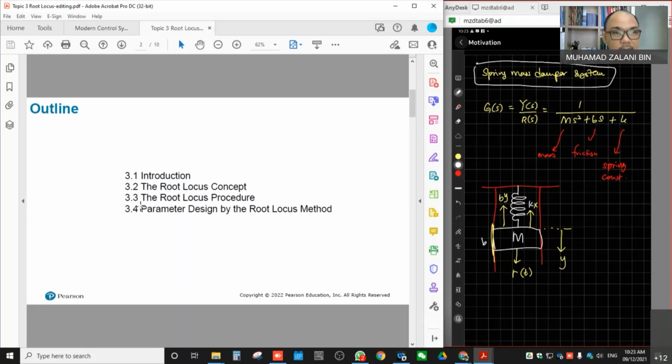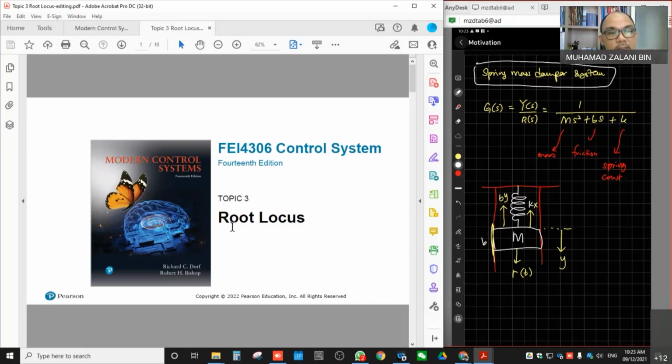Okay. So to begin with this topic 3, root locus method, let me just read. There is a book here, Control System Engineering Principles and Design, published by Penerbit UTHM, written by Zamri Omar, the lecturer who teaches control systems at UTHM. He wrote this book. There is a topic which is control system design using root locus.